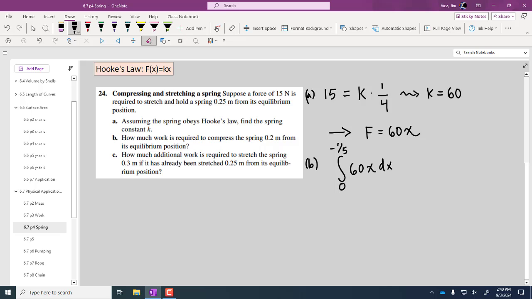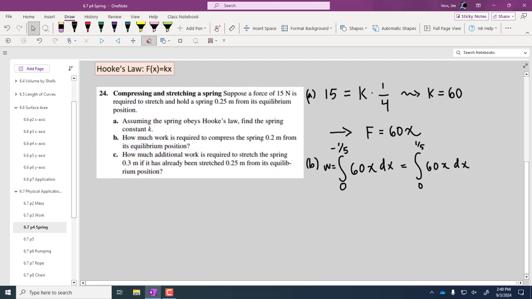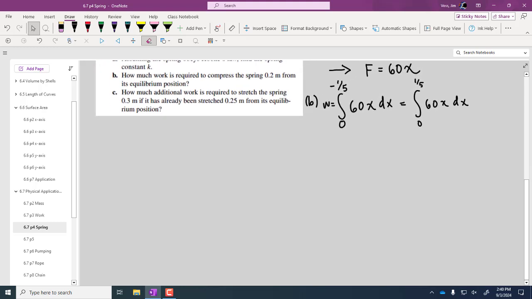So this will be the work done in compressing it 0.2 meters. It's also going to be the work done in stretching it 0.2 meters. So if I wanted to write the stretch, it would look like this. And I claim that it's going to be the same. Let's see why it might be the same. So this one on the left, this is a compression. That's a stretch. Let's focus here on the left.